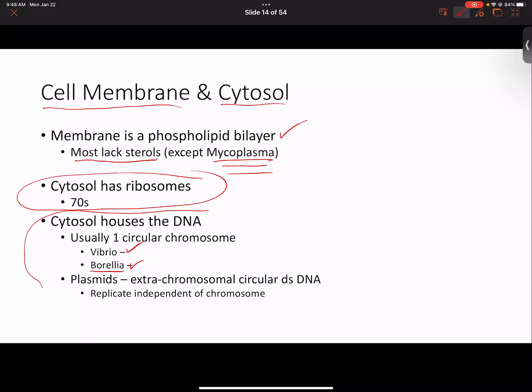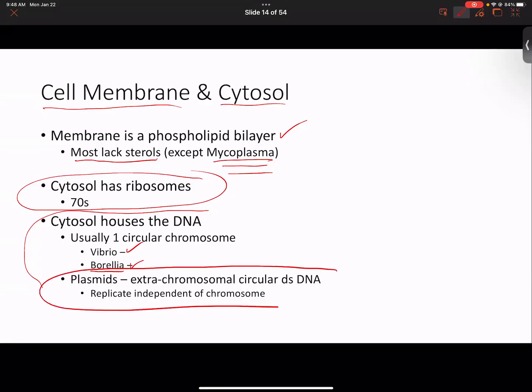And then Borrelia are kind of interesting. Borrelia burgdorferi. Can anybody tell me what disease is caused by Borrelia burgdorferi? Lyme disease. Very good. So Lyme disease is caused by Borrelia. Borrelia does not have a circular chromosome. In fact, it's got a linear chromosome. Again, we don't know how or why, what the evolutionary advantage there is. I don't even think they're really sure how that chromosome gets replicated, but nonetheless, it is what it is.